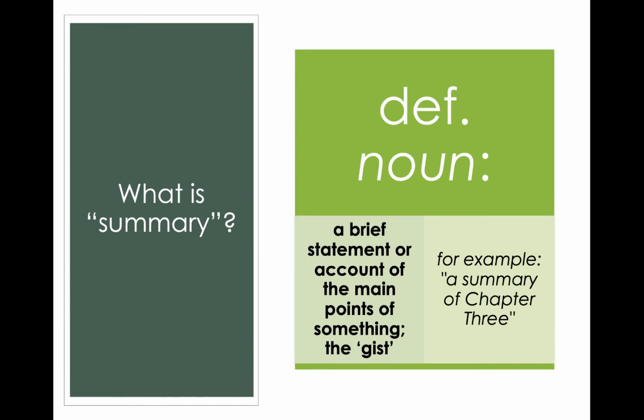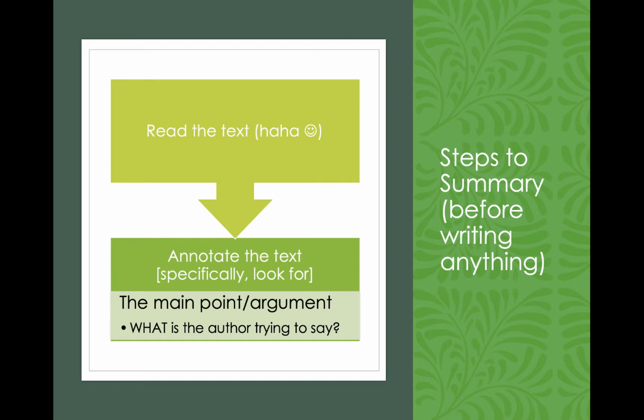So the first question is, what is summary? Now, if we use it like a noun, it's a brief statement or account of the main points of something, or the gist. Now, you can also define this as a verb, as in, can you please summarize this text? One way is an action that we do, and here the noun is a thing that we create. We're going to talk about both definitions in this mini lesson.